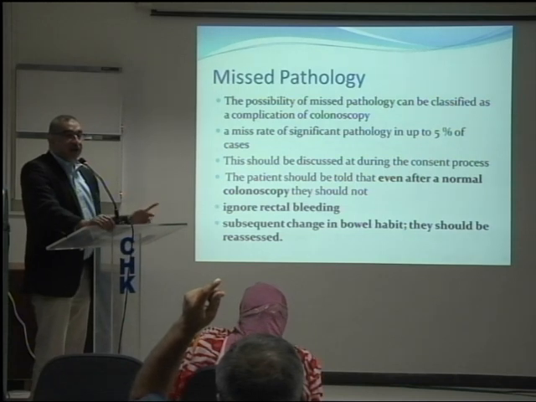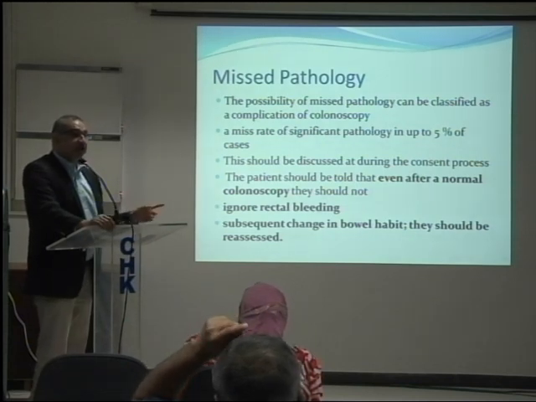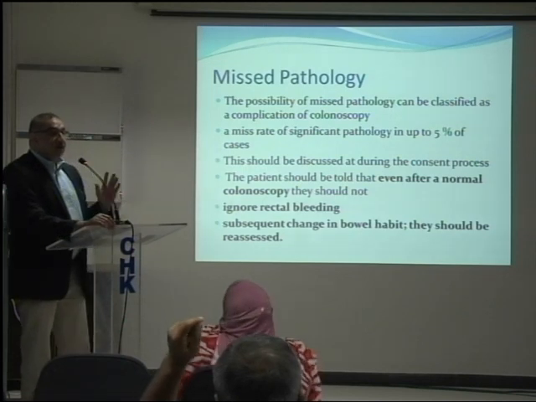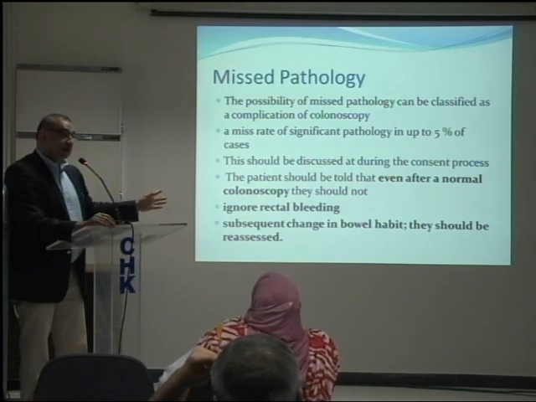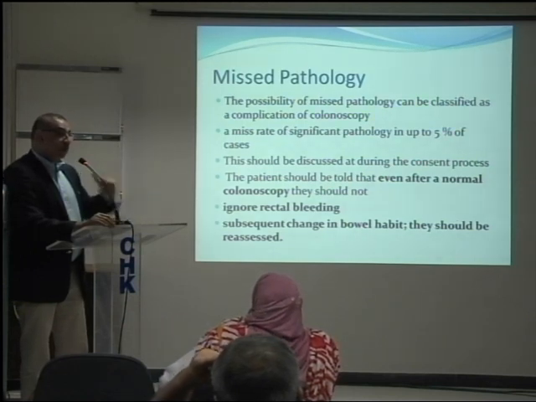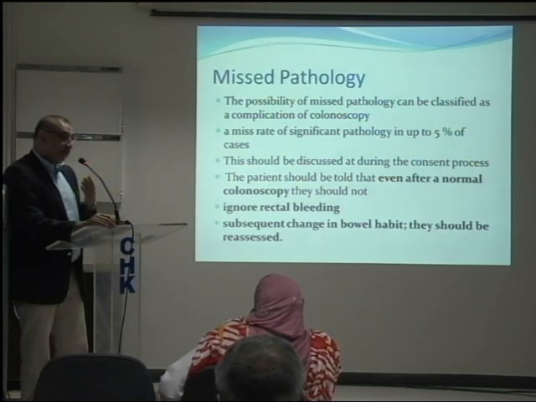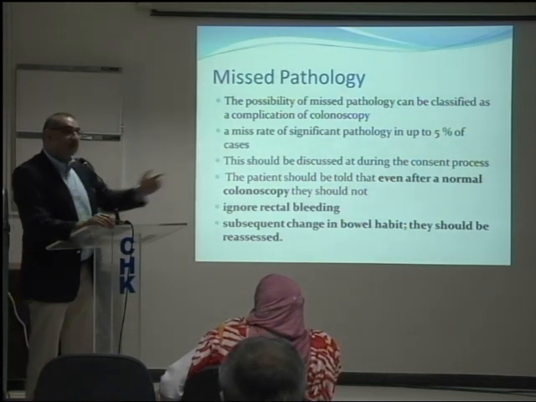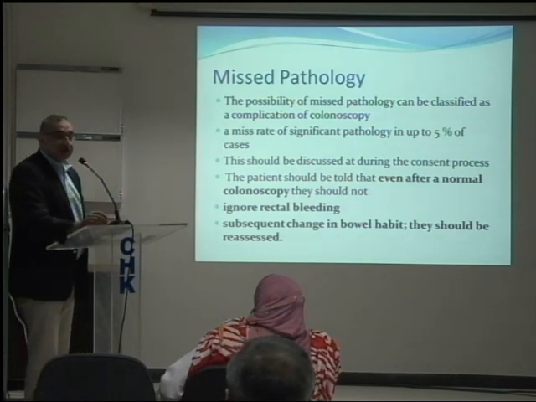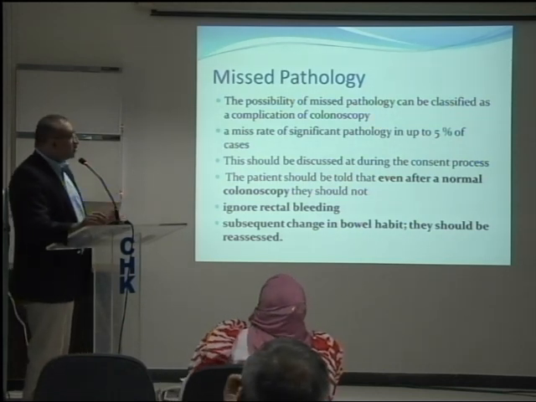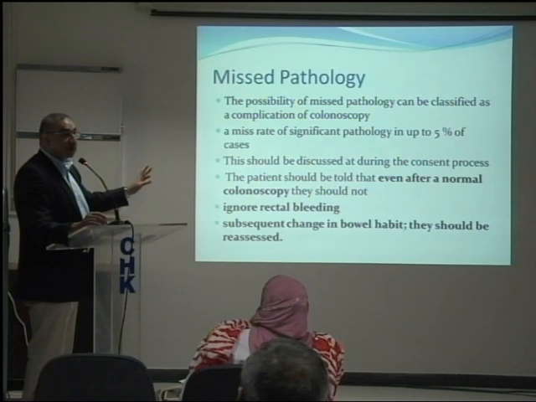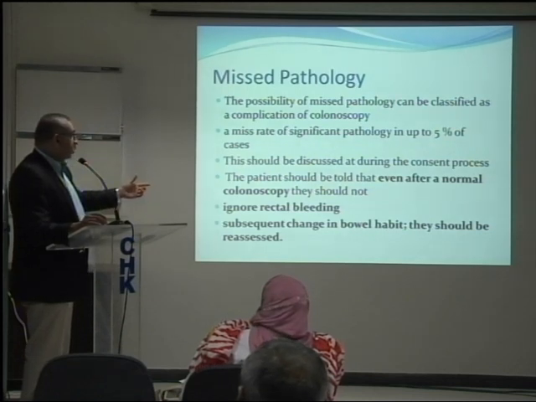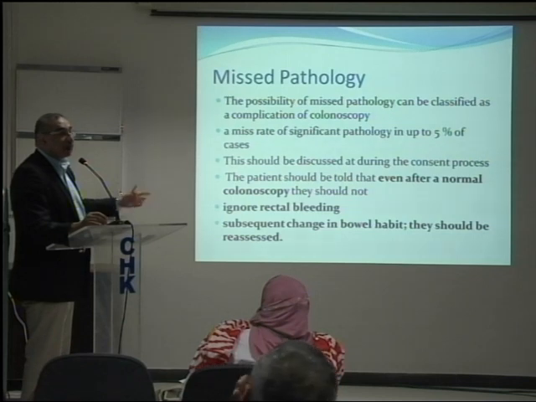Missed pathology is a complication of colonoscopy and should be mentioned in the consent. Even in very experienced hands, there's a 5% chance of missing a polyp or a lesion. People who have done back-to-back colonoscopy, where one clinician completed a colonoscopy and another went in to do it again, have seen that there's a 5% risk of missing a significant lesion. The importance of that is that if you do a colonoscopy and it is normal, and the patient comes back to you with change in bowel habit or bleeding per rectum, then they should be re-investigated.